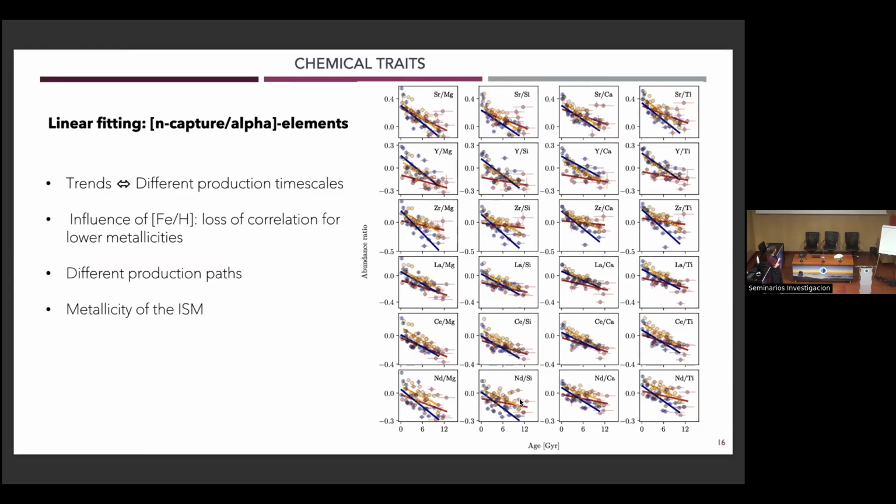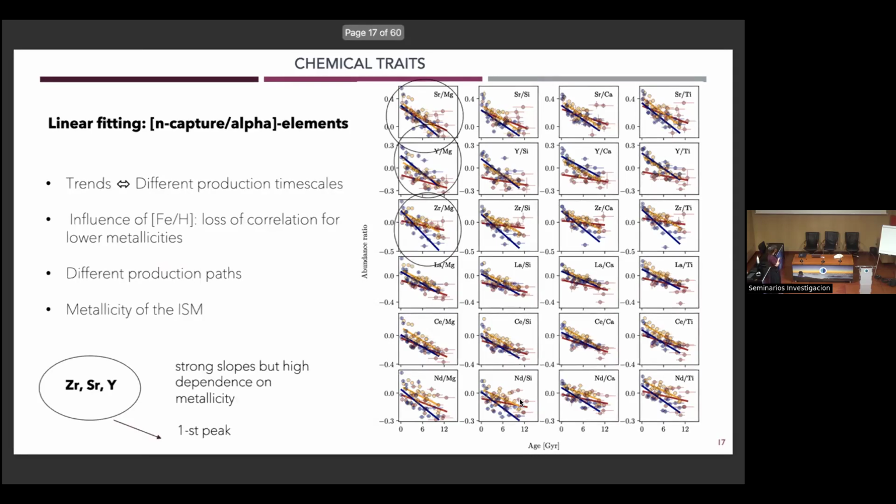We chose neutron capture and alpha elements for the reason that I told you at the beginning, for the different production time scales. So in each row, you will have a different neutron capture element over a different alpha element. And we basically fit a linear relation to the three different metallicity bins. And what we found in general was that for the solar group, the most metal-rich group, we had quite a strong relation, but these relations were kind of disappearing with decreasing metallicities.